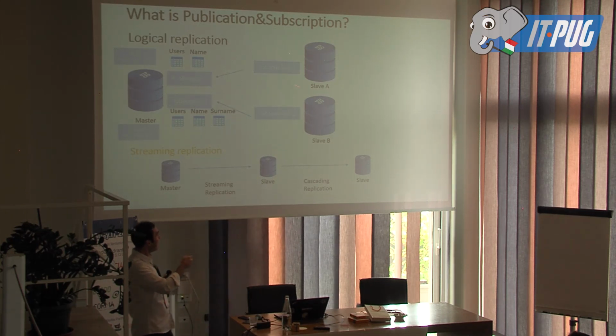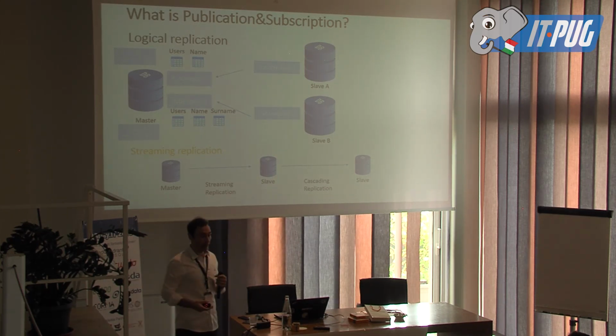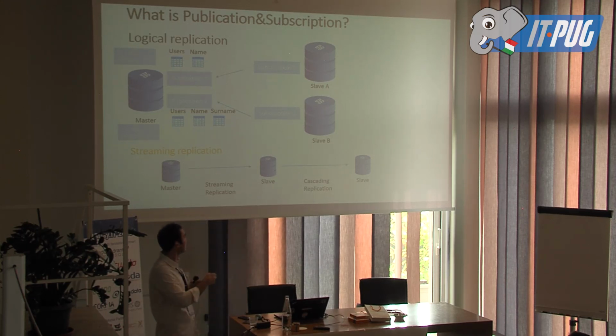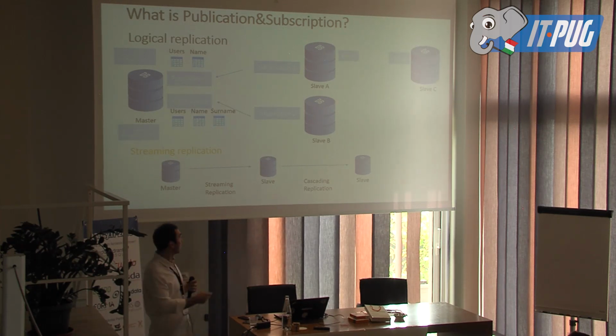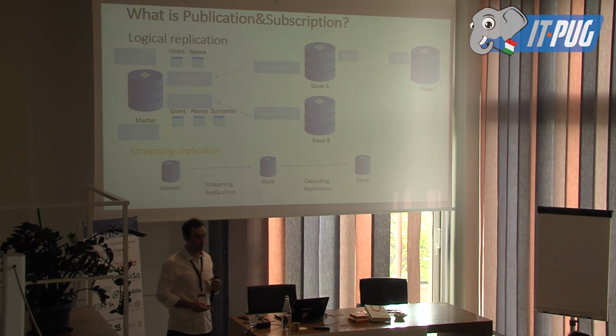We can create slave A, and it has a subscription, right? And it gets changes from the master. It also can send changes to another slave. We can do cascading replication like streaming replication, okay?